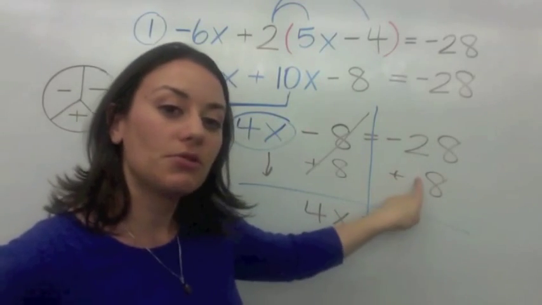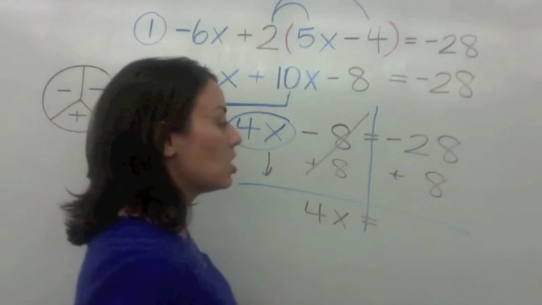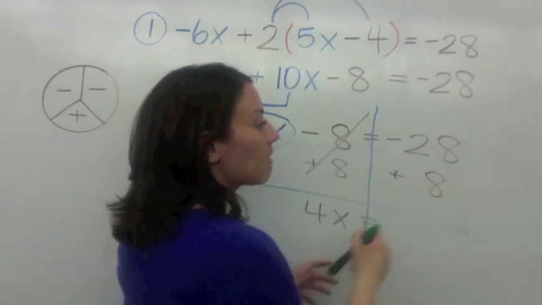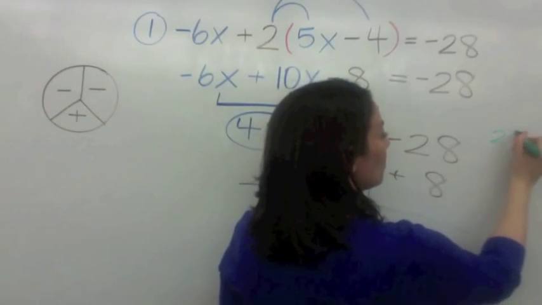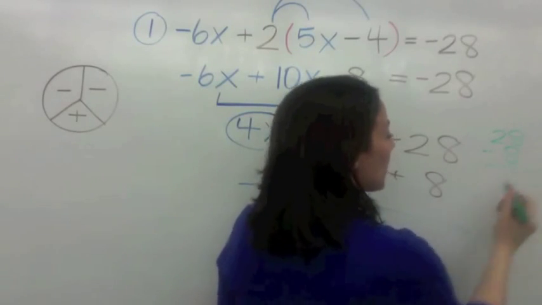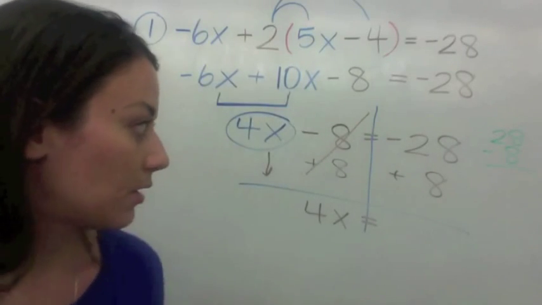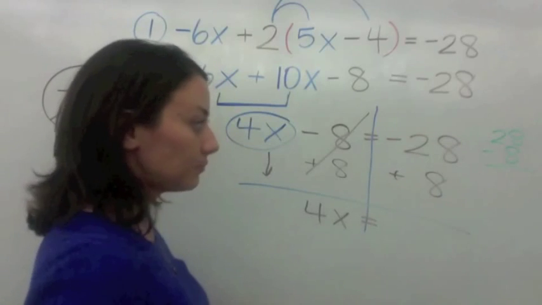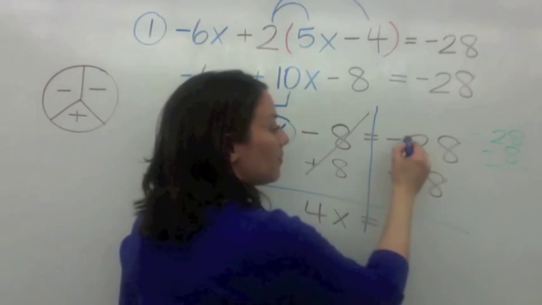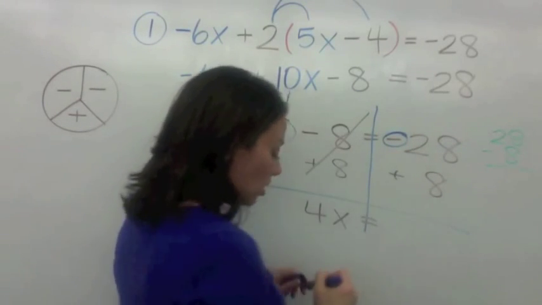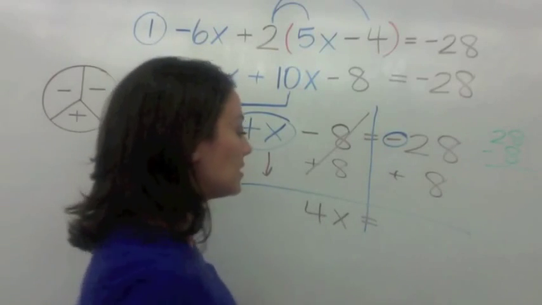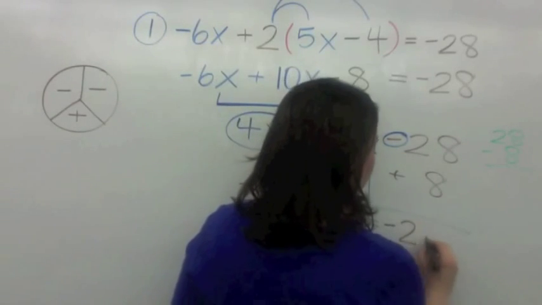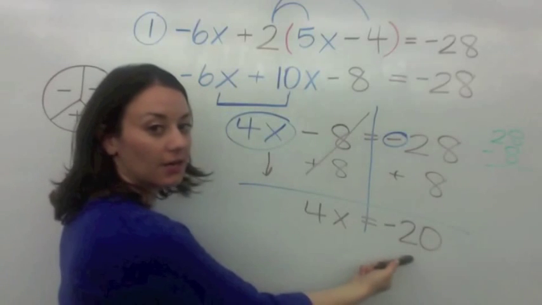Different signs. What do? Subtract. So 28 take away 8. 28 minus 8 is what? It's 20, right? Yeah. But what's the sign of the bigger number? It's negative. So this is negative 20. Negative 20.